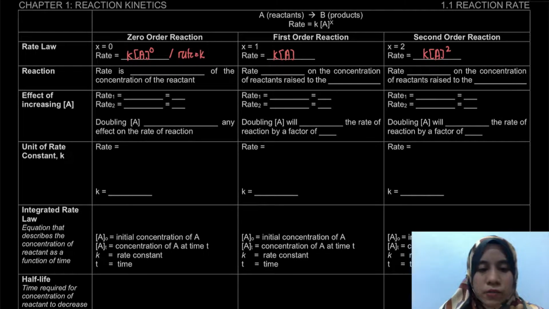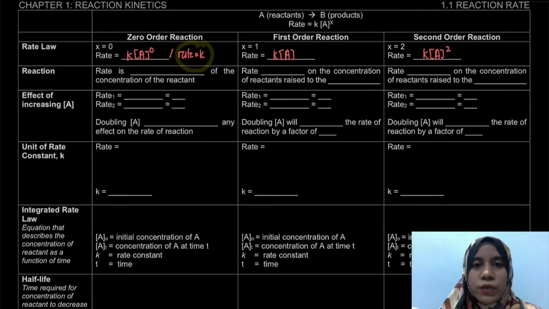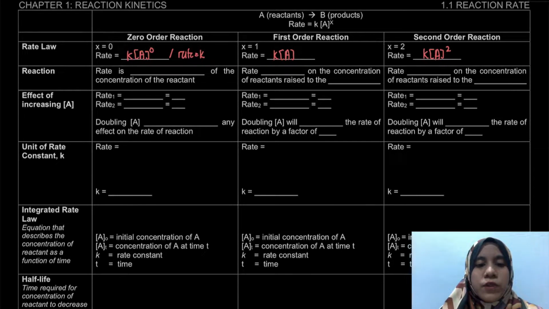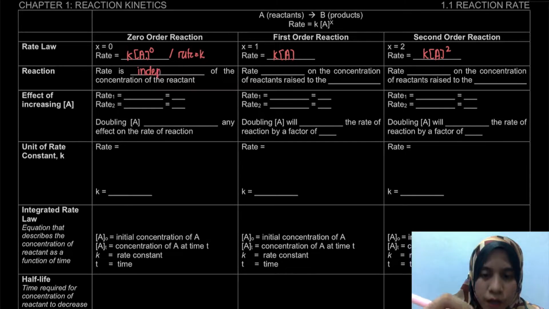Okay, next is the reaction. So we're going to look at does the concentration affect the reaction rate? Okay, so from here, for the zero order reaction, rate is equal to k. So we know that the rate does not depend on concentration. Even if we put here, concentration raised to the power of 0 is equal to 1. So actually, for the case of zero order reaction, the rate is independent of the concentration of the reactant.